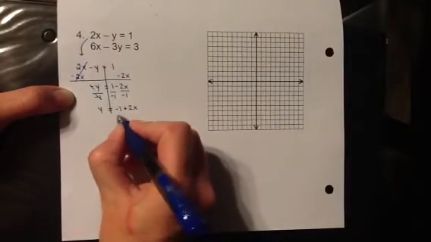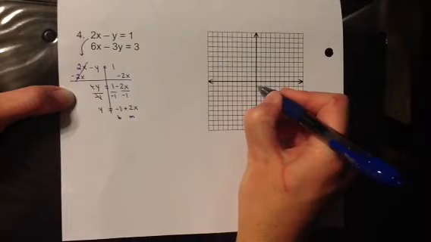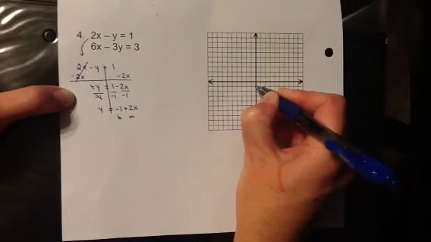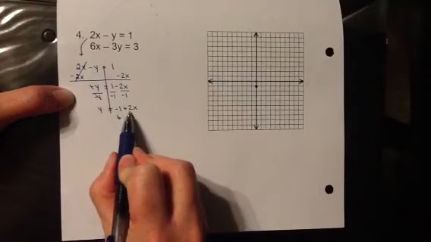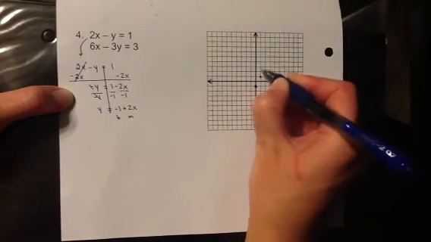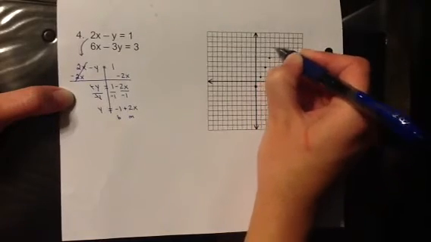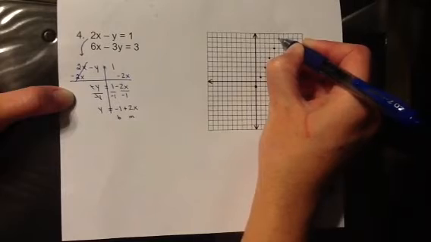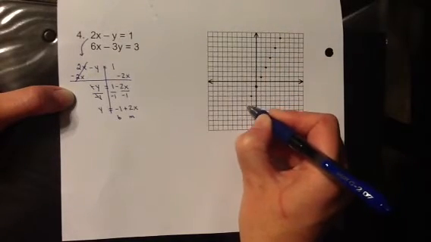So this is our b, this is our m, so we're going to start at negative 1 on the y-axis because it's our y-intercept. And then we're going to follow our slope, which is 2, so we go up 2, right 1. And then, of course, we can do down 2, left 1 if we want to continue our pattern.